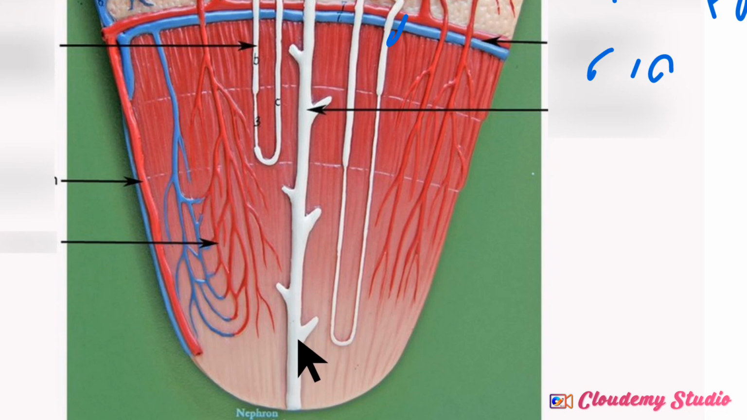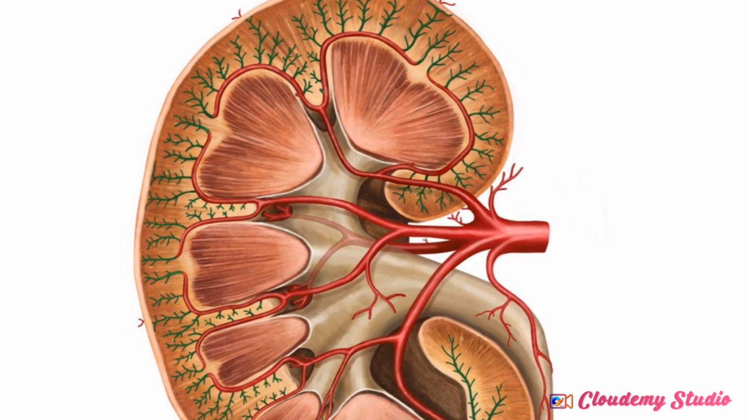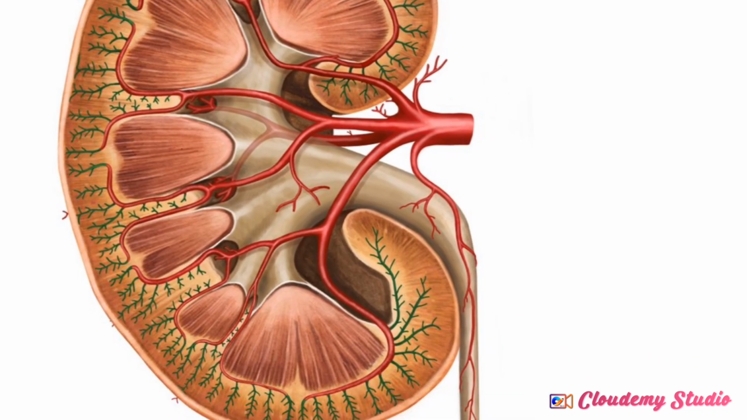Then from the renal papillae, it is going into the minor calyx. So from the minor calyx, it is going into the major calyx. And from the major calyx into the pelvis. Then the pelvis now forms the ureter. Now, what does the ureter do? It connects the kidney to the urinary bladder.